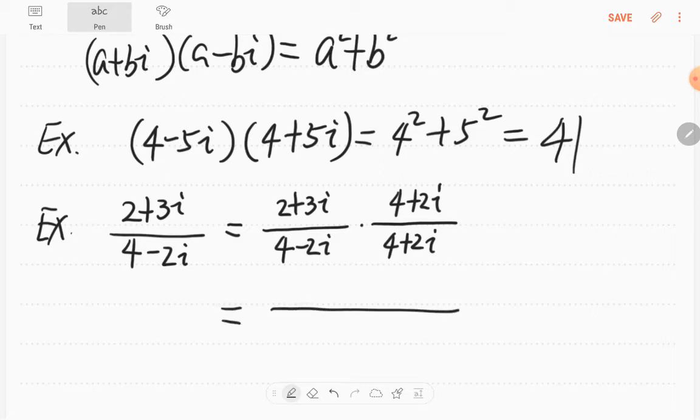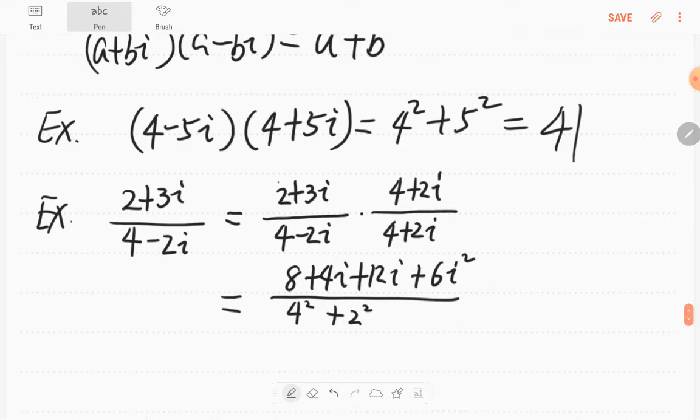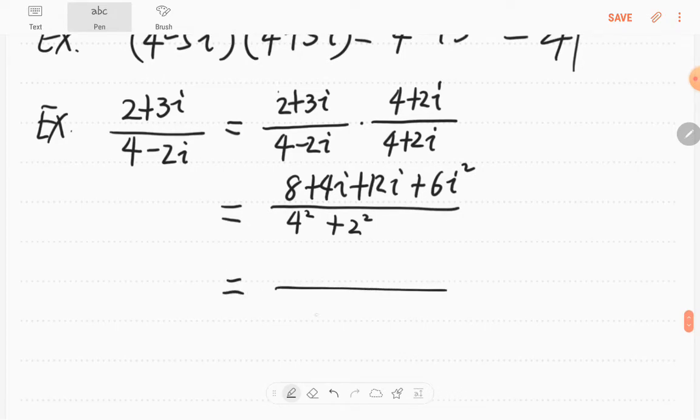So the denominator is 4 squared plus 2 squared, right? And the numerator, we just expand it: 2 times 4 is 8. 2 times 2i equals 4i. 3i times 4 equals 12i. And 3i times 2i equals 6i squared. So 4 squared plus 2 squared is 20, and i squared equals negative 1, so it's negative 6. 8 minus negative 6 equals 14, then plus 16i.